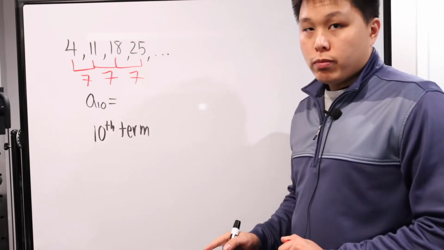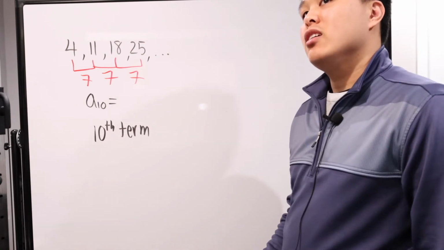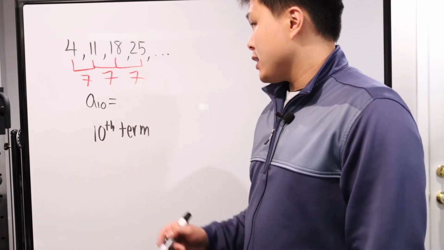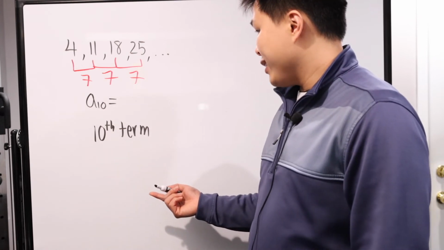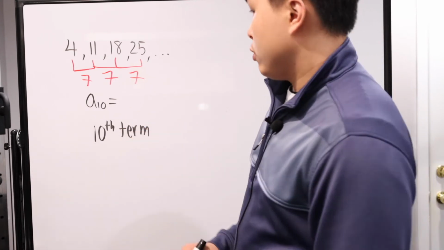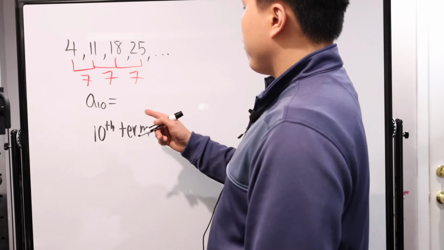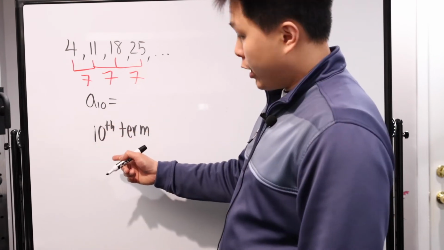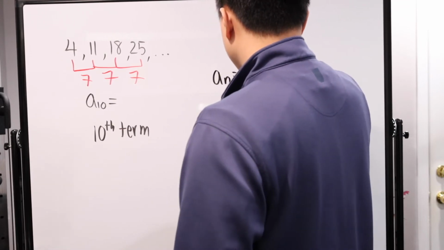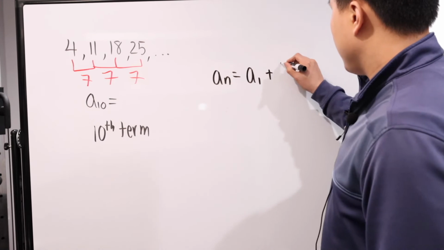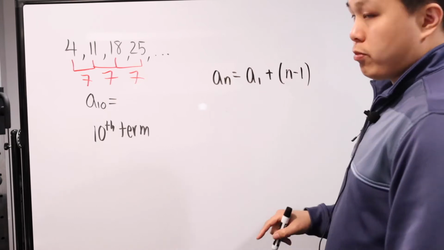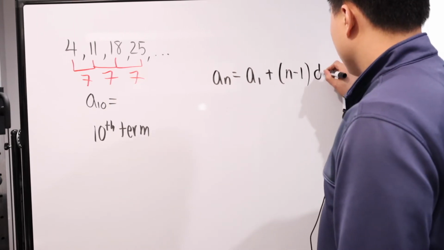So if I really wanted to, and I don't know if that's called lazy, but if I just really wanted to work through it the brute force way, I just keep adding 7. A total of 9 times, and then you would get your final answer, right? Or I could use the formula. Now remember, since we're trying to find the nth term, the formula itself would be a sub n equals the initial term a sub 1 plus n minus 1. It's the number of common differences that you want to add, times the actual common difference itself.